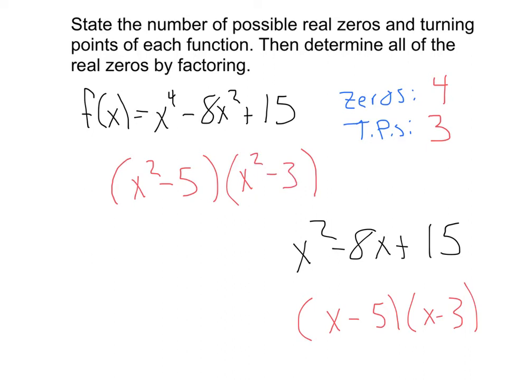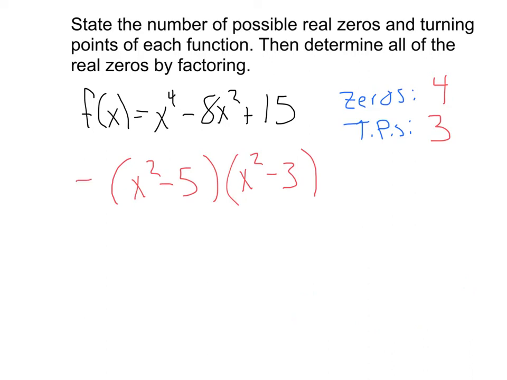Now this is the case because this x to the fourth and x squared have a similar relationship as this x squared and this x. And if we FOIL this out, we'd get right back to here. So whenever you have this case, x to the fourth and an x squared, you can factor like normal, but instead of just an x here, you're going to have an x squared.